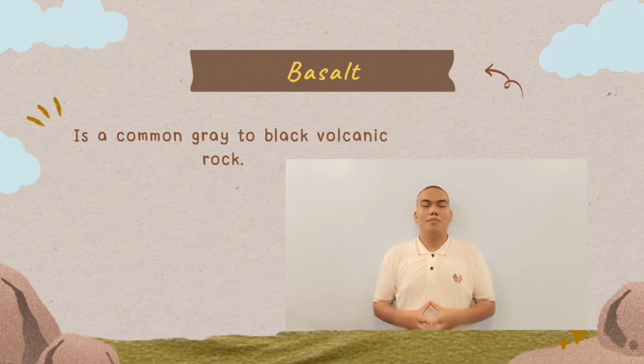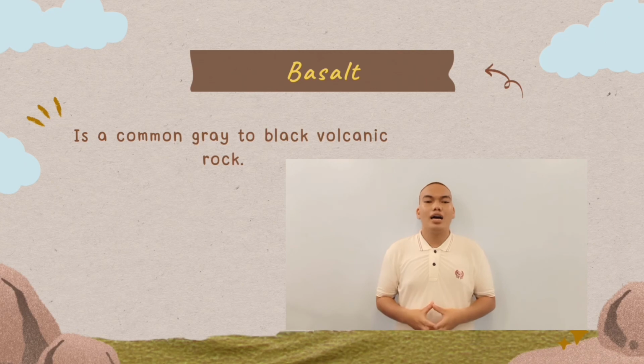Lastly is the basalt. Basalt is a common gray to black volcanic rock. Basalt is an igneous rock composed mainly of plagioclase and pyroxene minerals. It most commonly forms as an extrusive rock, such as a lava flow, but can also form in small intrusive bodies, such as an igneous dike or a thin sill.